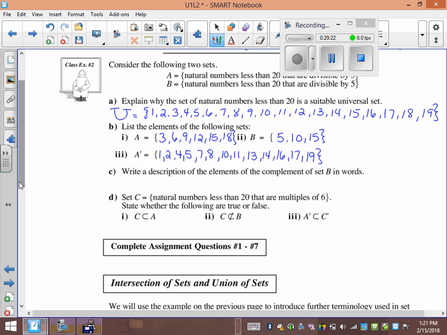We're going to look at set C here for a second. Set C are the natural numbers less than 20, so same universal set, correct? But are multiples of 6. What are multiples of 6? Multiples of anything, you start with that number and then go up by that number. So C has the numbers 6, and then 12, and then 18, and then we're done. So little n of C would actually have 3, right? Or if I said the number of elements in C, you would tell me 3.